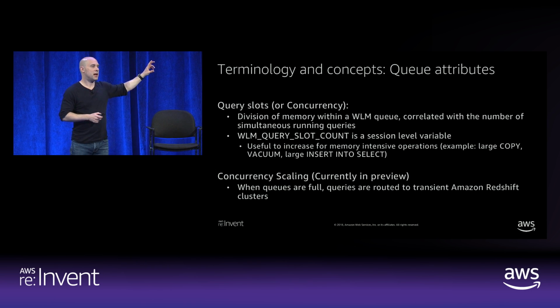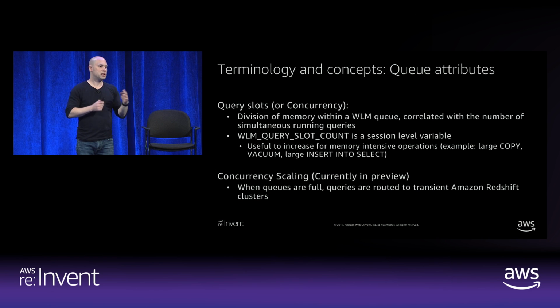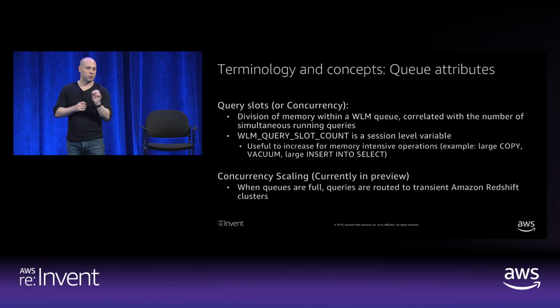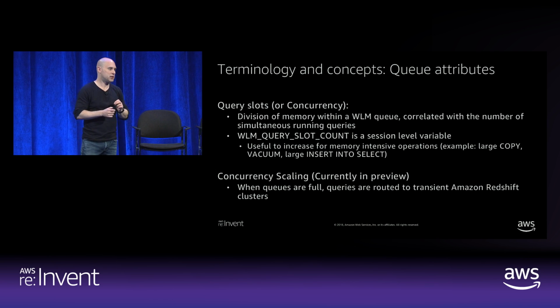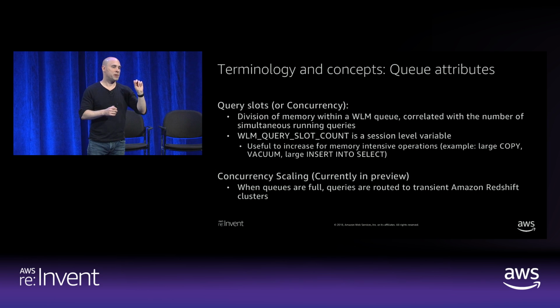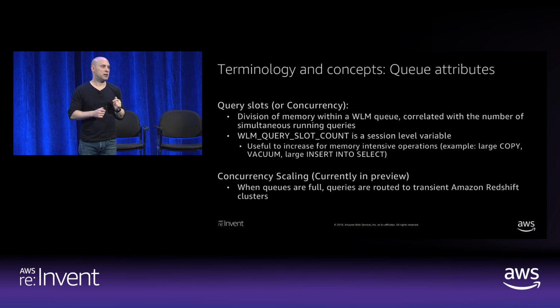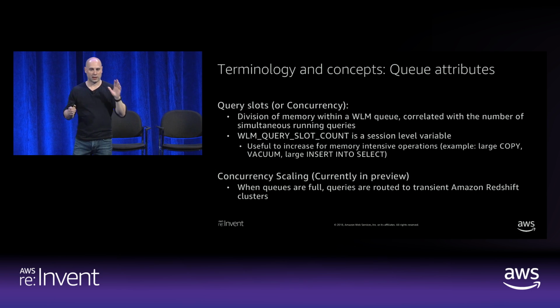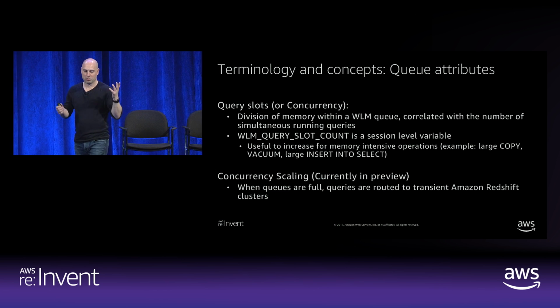Concurrency scaling is an attribute of the queue, and you can enable it so that when the queue is full, the queries in it will be routed to transient Redshift clusters. We will manage that fully, and it is quite literally just a drop-down for whether or not you want queries in that queue to route to secondary clusters. Fully managed for you. You don't do anything other than select that option, and basically that's it.